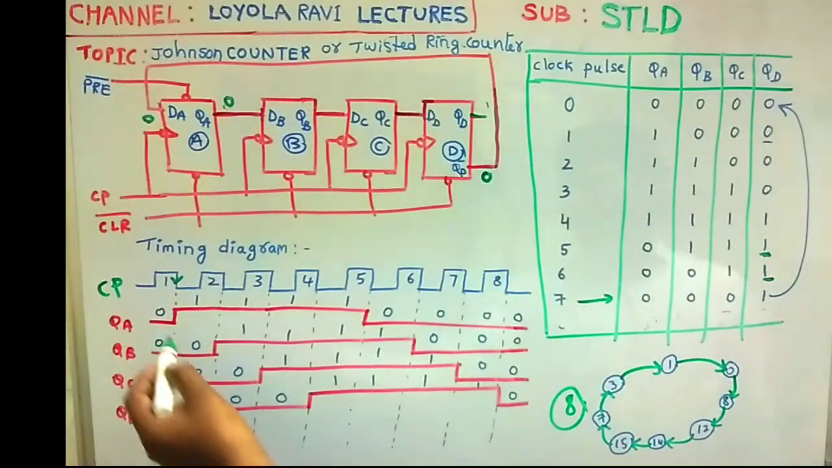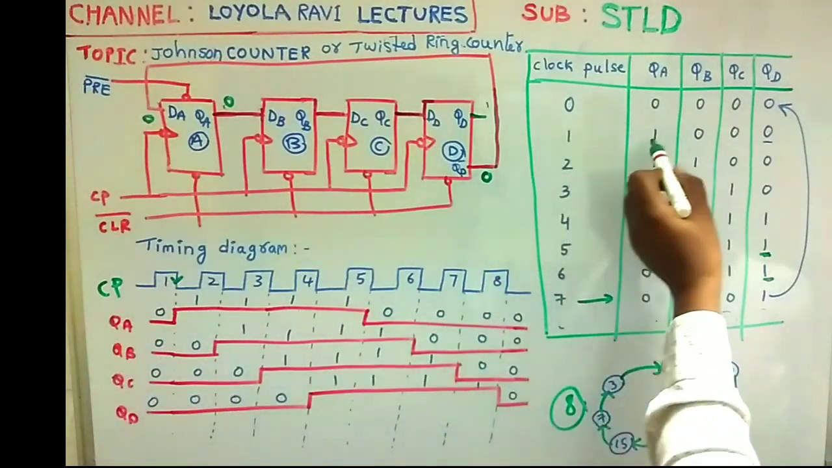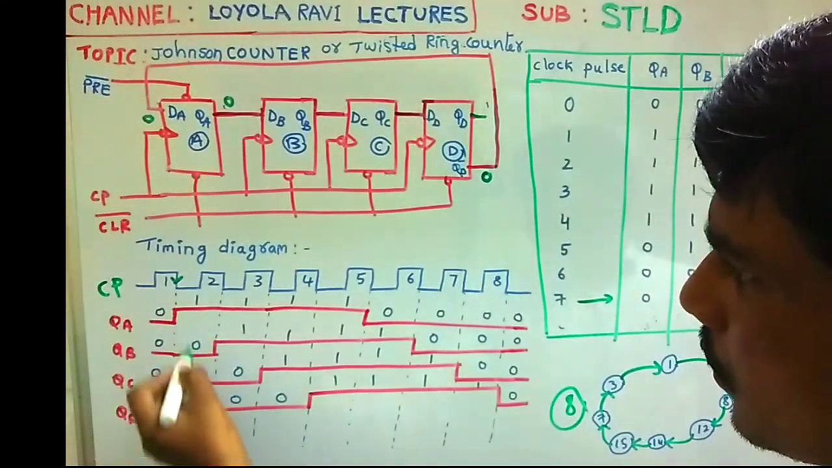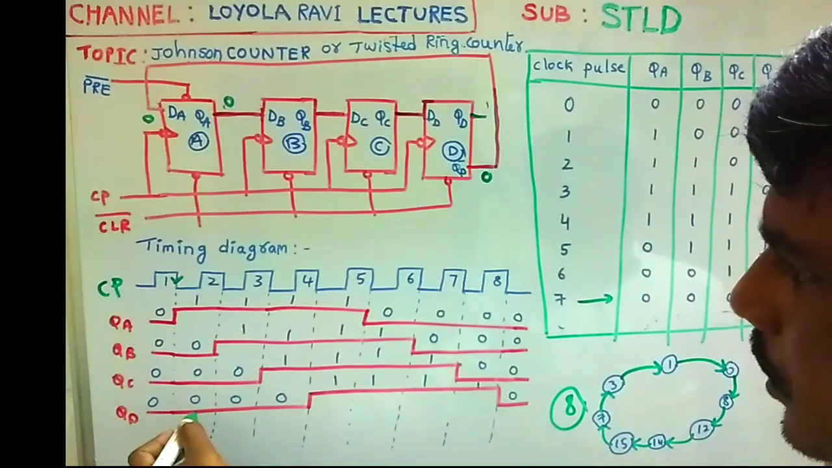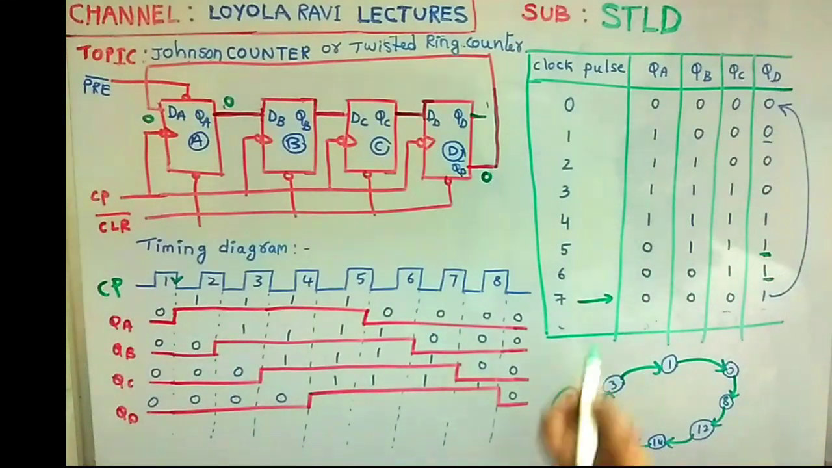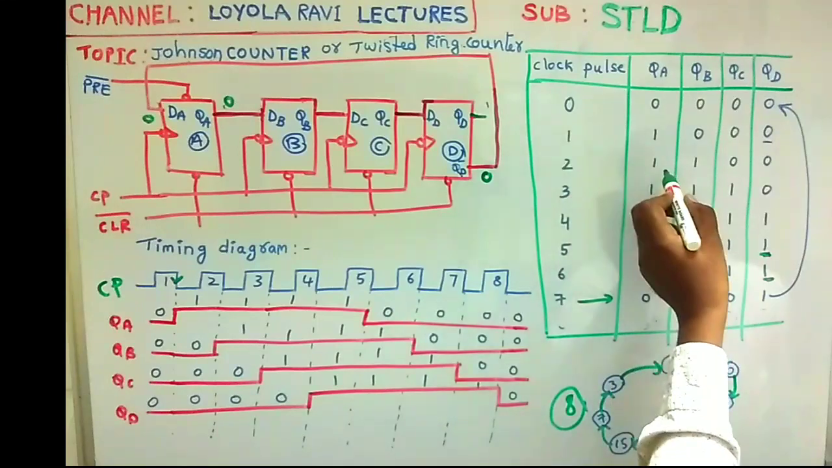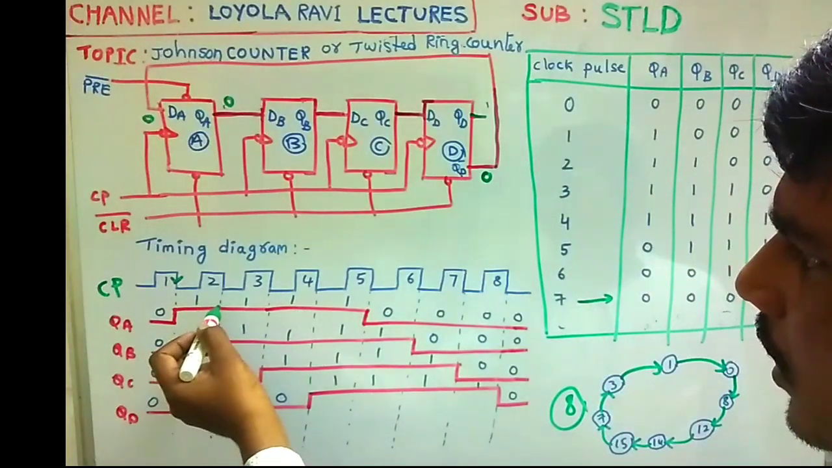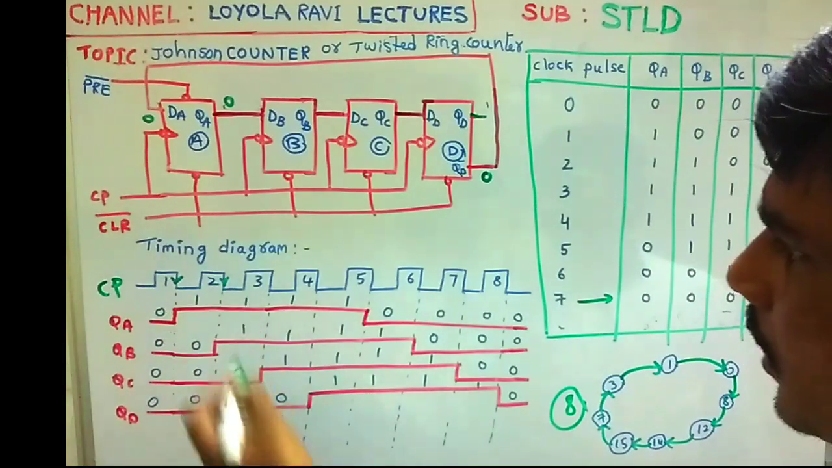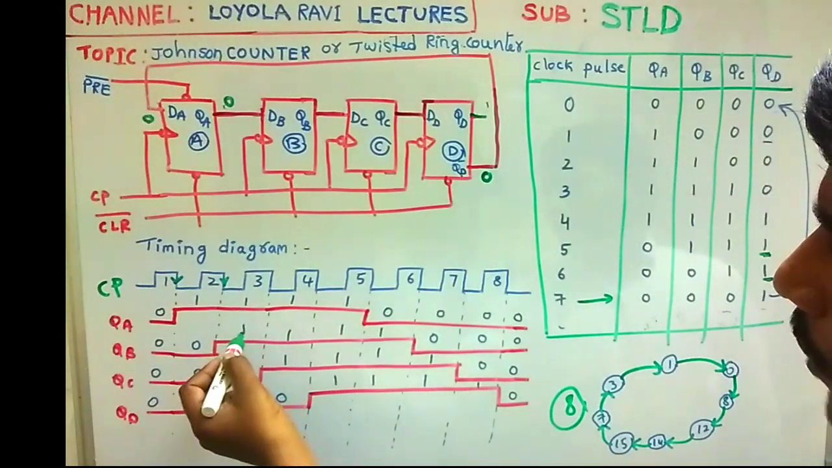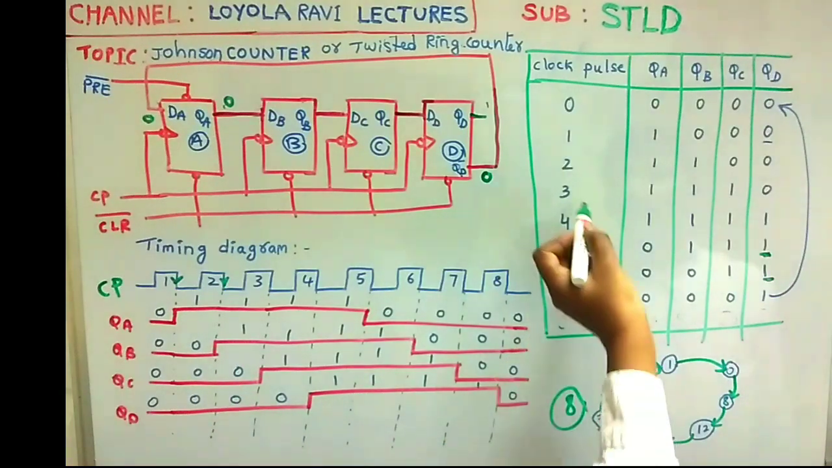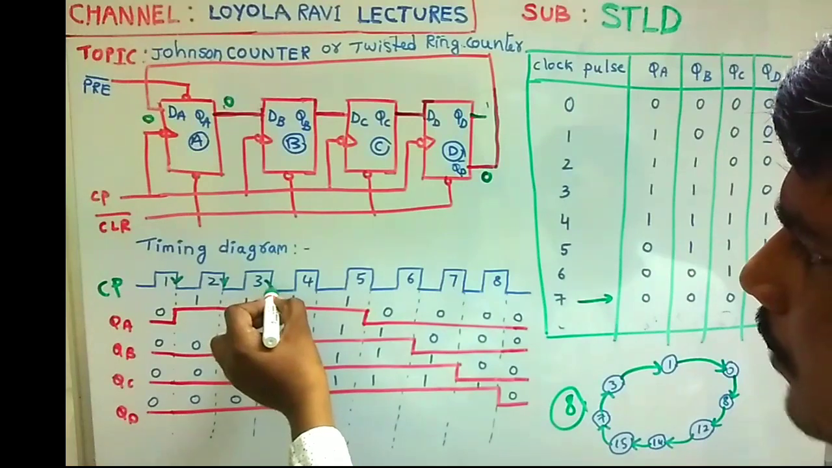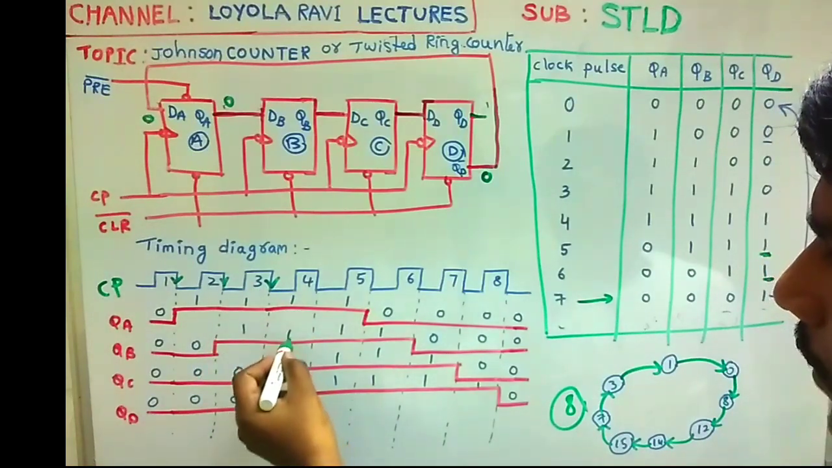How is it changing? After applying the first clock pulse, QA is 1, remaining all are 0. QA is 1, QB 0, QC 0, QD 0, that is 1 0 0 0. Then go for the second clock pulse. After applying the second clock pulse, QB is 1, so 1 1 0 0. Then the third clock pulse, 1 1 1 0.